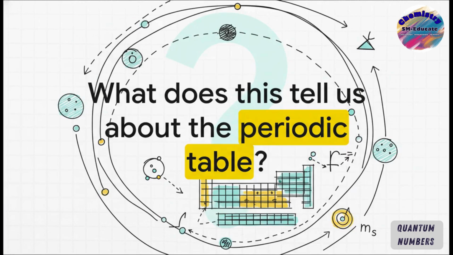And that leaves us with one final, really powerful question to think about. If this simple set of 4 numbers and one basic rule can define the state of every single electron in the universe, what does that tell us about the underlying structure of the entire periodic table, and really the entire field of chemistry that's built on top of it?